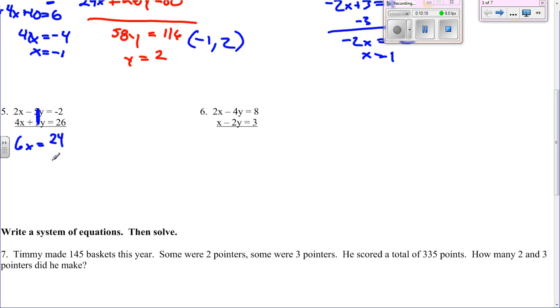Divide by 6. X equals 20. X equals 4. Now I can take that 4 and plug it in. 2 times 4 is 8, minus 5y equals negative 2. Subtract the 8 over, negative 5y equals negative 10. Divide by negative 5, y equals 2. 4, 2 is your answer.